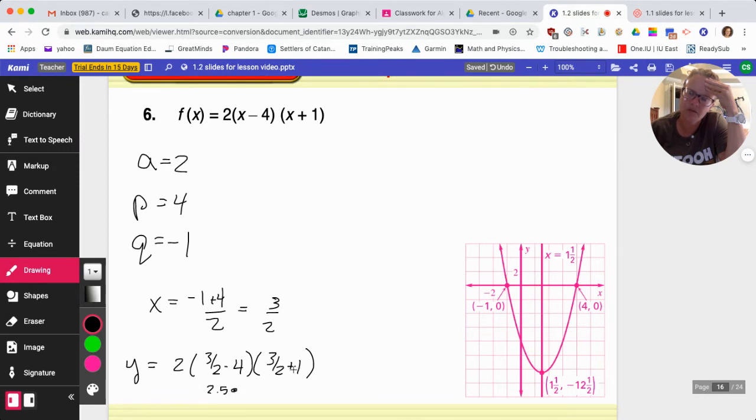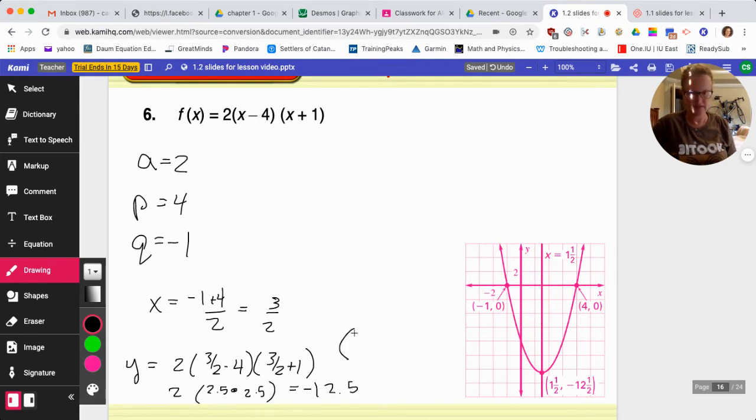1.5 is 2.5, 3, 4, yep. Times 3 halves plus 1 is 2.5 times 2. Let's see, number 6. Yep, that's the one I'm on. So that gives me negative 12.5. So my vertex is 3 halves, negative 12.5, and a little bit.